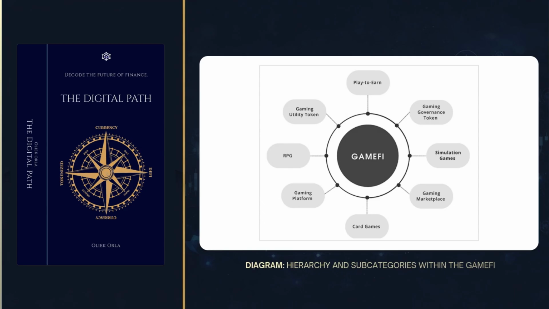Gaming governance tokens. Gaming governance tokens give players a voice in the development of the project. Token holders can vote on game updates, rule changes, feature releases, and asset issuance, bringing users closer to co-ownership of the platform. Well-known examples include AXS within the Axie Infinity ecosystem and Gala in Gala Games.